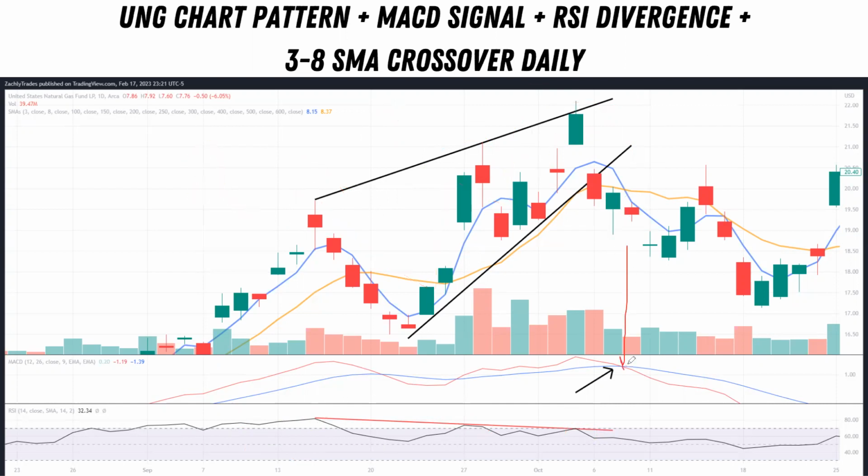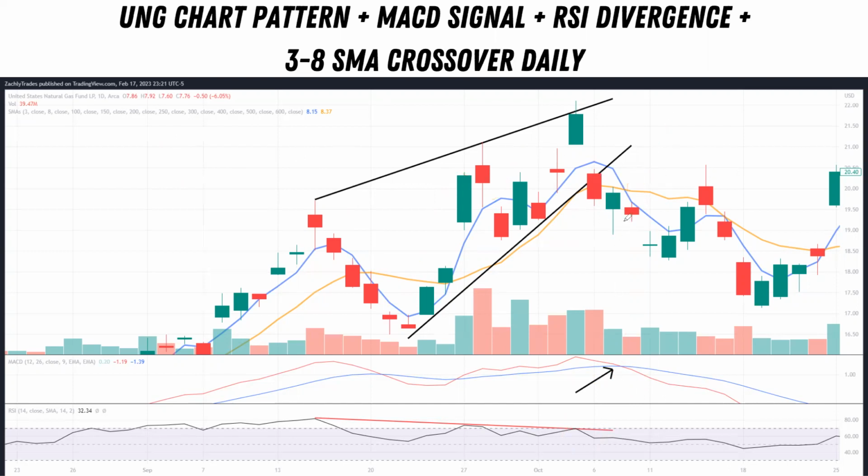And then what do we get? We end up getting a MACD exit signal here where the red line crosses below the blue line. And ultimately, we get three strategies combining together, right? We had the bearish chart pattern. We got the breakdown below. Then we got the sell signal on the MACD, and we also had the bearish divergence. Now, if you wanted to be even more confident, you could wait for the 3-8 SMA crossover.